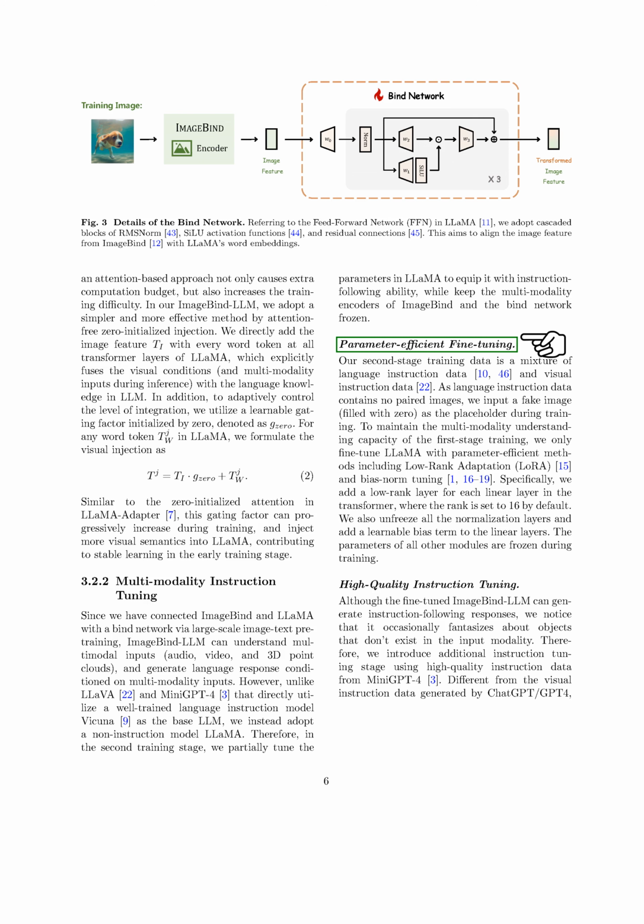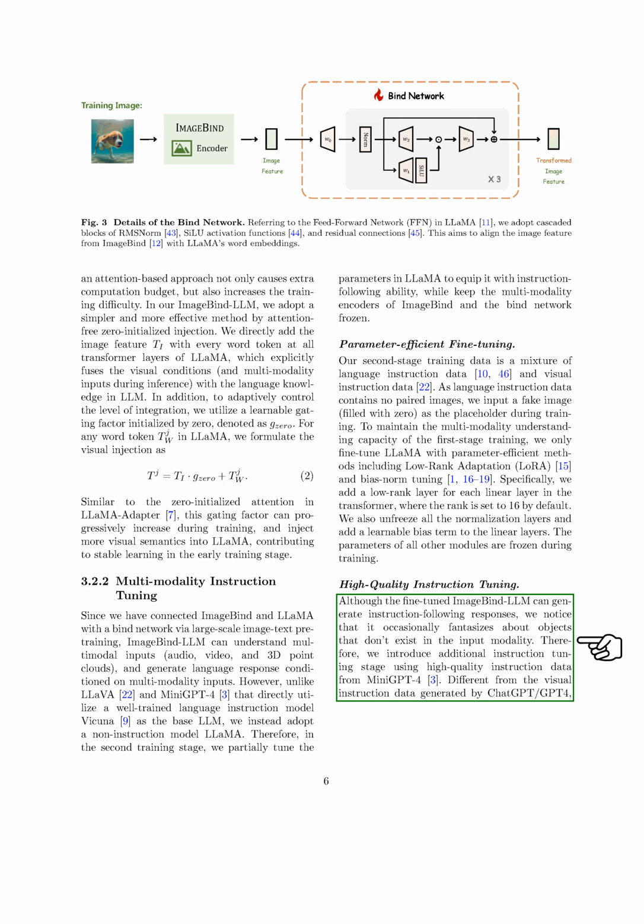This involves adding a low-rank layer to each linear layer in the transformer, with the rank set to 16 by default. We also make all the normalization layers trainable and add a learnable bias term to the linear layers. All other modules' parameters are kept constant during training.